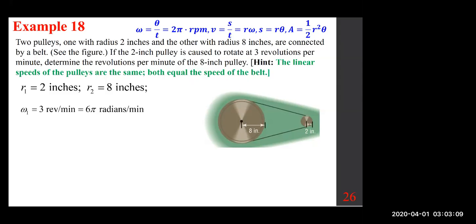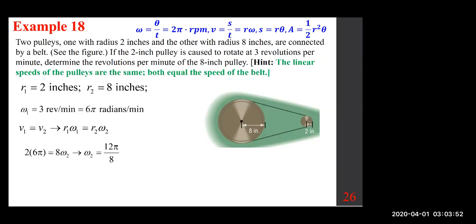Now, also, the hint tells us their linear speeds are the same. That means they have the same V. V is R omega. So V1 and V2 must be the same. R1 omega 1 must be equal to R2 omega 2. The reason we are using the subscripts is because now we are dealing with two different pulleys with different radii. So we plug in the radius for each, and we find omega sub 2, which is missing.